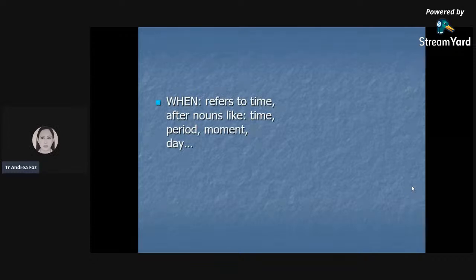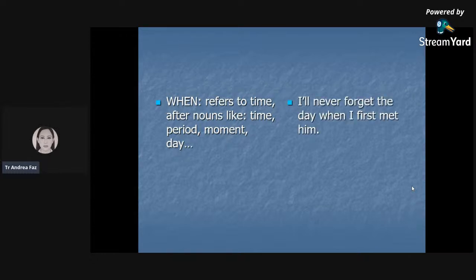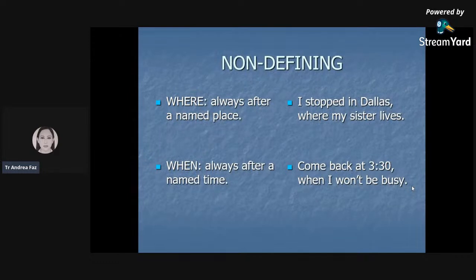Then, we also have when, that refers to time, and it is placed after nouns like time, period, moment, and day. For example, I'll never forget the day when I first met him. I'll never forget the day that I first met him.